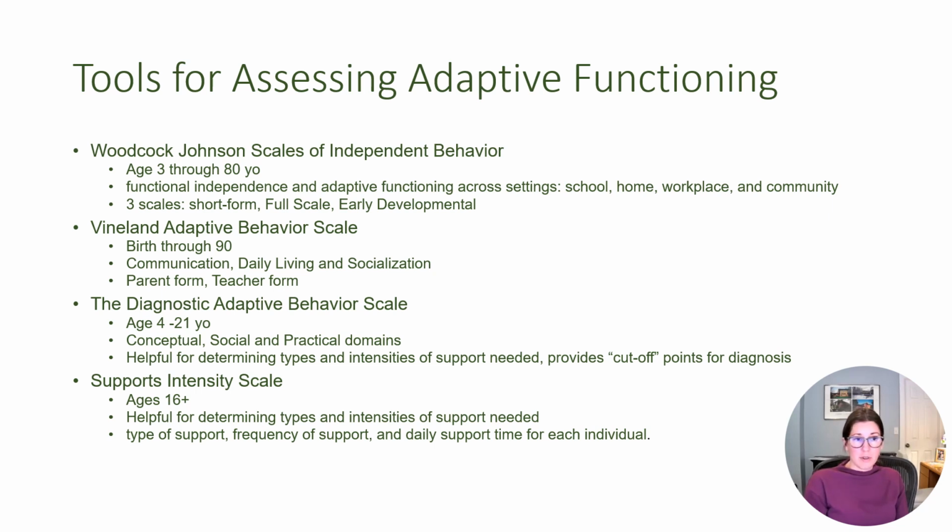Another tool that can help us with assessing adaptive functioning is the Diagnostic Adaptive Behavior Scale. It's for ages 4 to 21. Again, it assesses the conceptual, social, and practical domains. And also it helps to provide some cutoff points to consider for diagnosis, which can make this a really helpful tool in determining the type and intensity of supports needed. And then the companion scale that goes along with the Diagnostic Adaptive Behavior Scale is the Supports Intensity Scale.